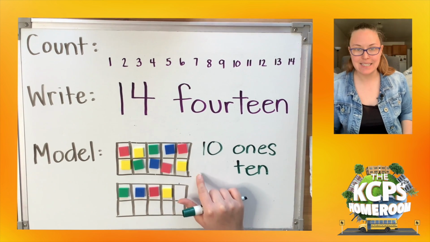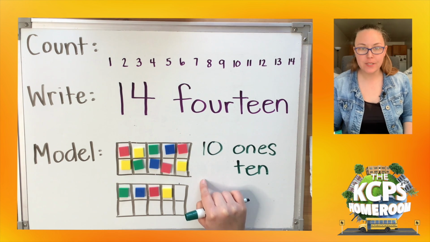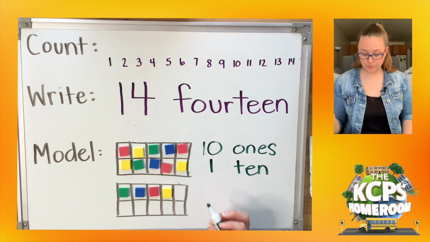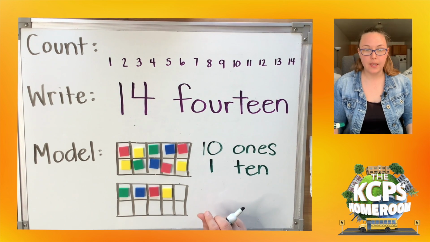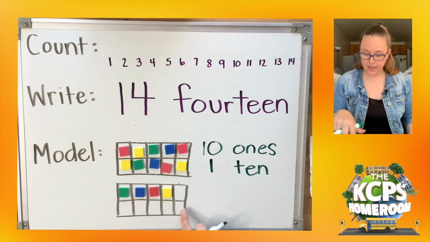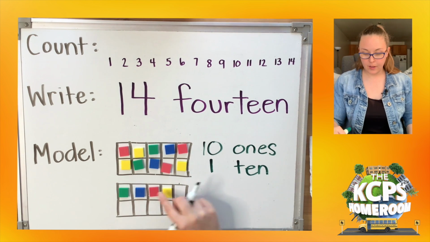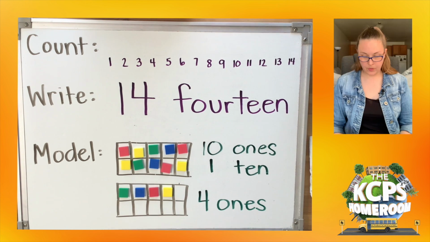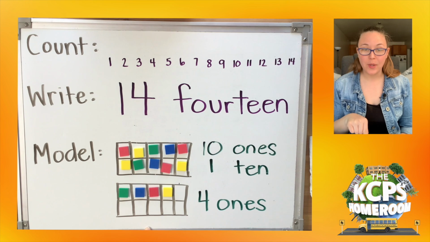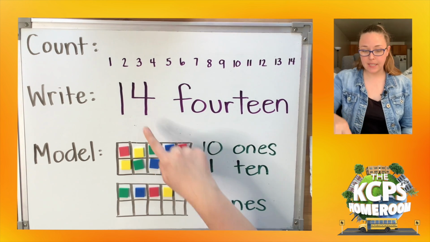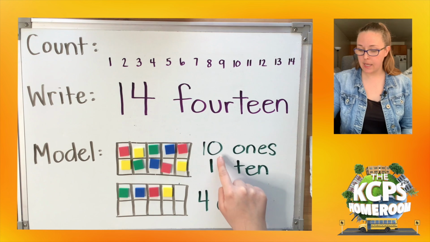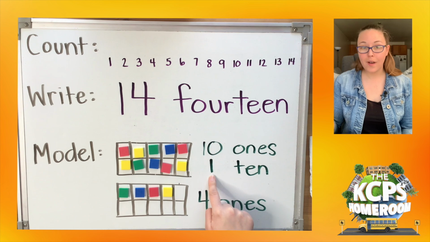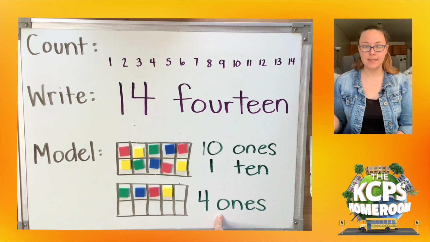How many 10s do we have here? How many full 10 frames? If you said 1, your answer is correct. Great job. Now we have to talk about the leftovers. How many do you see here in this bottom 10 frame? 1, 2, 3, 4. Oh, that's right, there's 4. Great job. So we know in this bottom 10 frame, we have 4 ones. That means 14 is the same as 10 ones and 4 ones, or the same as 1 ten and 4 ones.